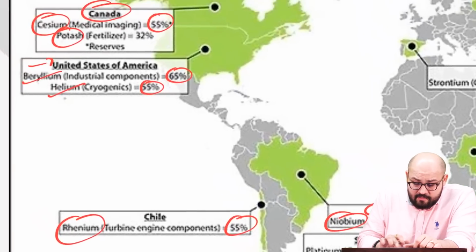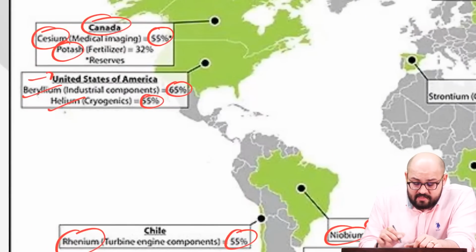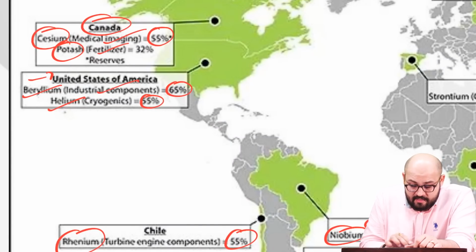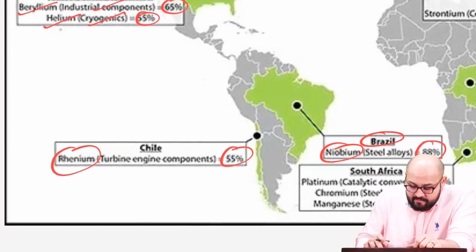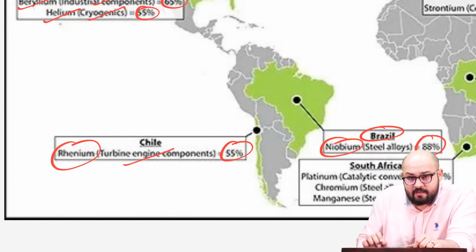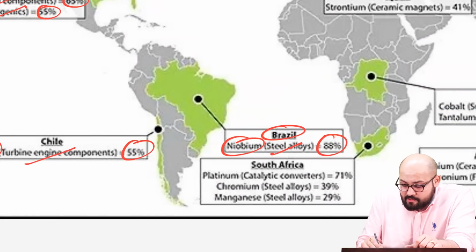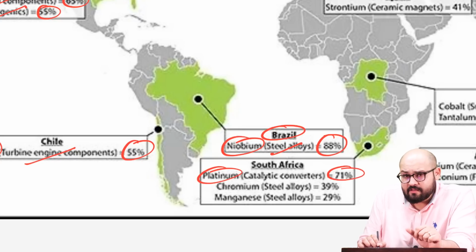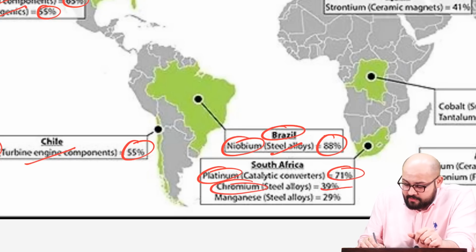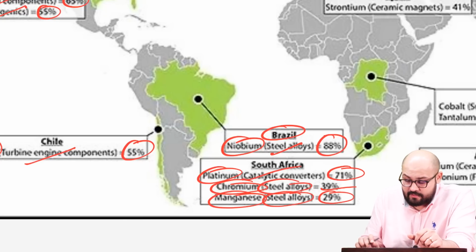Now just see, there's also the application of this. For example, cesium is used in medical imaging. Potash is being used in fertilizers. Beryllium is used in industrial components. Helium is being used in cryogenics. Rhenium is used in turbine engines. Then we have got niobium, which is used in steel alloys. Let's talk about South Africa. Platinum, almost 71% of the total reserves in the world. Then chromium, 39%. Then manganese, 29%. Used in steel alloys, used in catalytic converters, right?